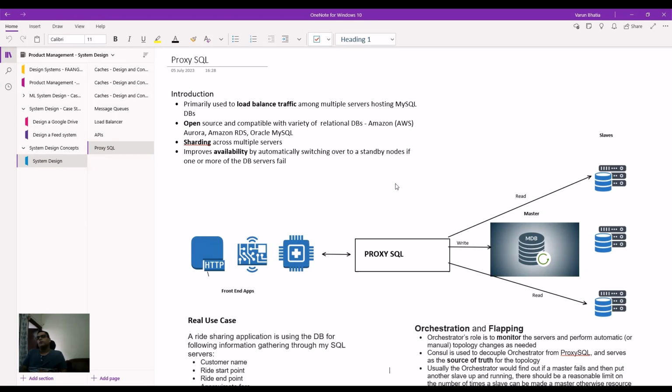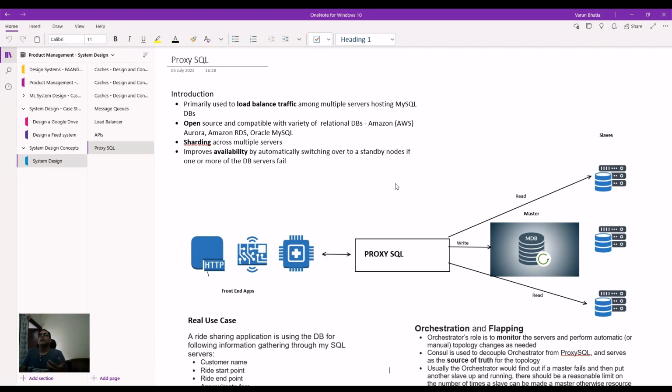So today I think we'll discuss a very specific system design topic called Proxy SQL. I got a few requests wherein folks wanted to understand the type of load balancers that are used on relational databases. So Proxy SQL is actually related to that.